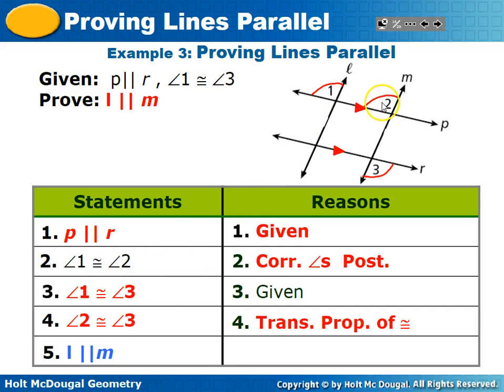Now we can say 2 and 3 are alternate exterior angles. So we can say that L is parallel to M by the converse of the alternate exterior angles theorem.